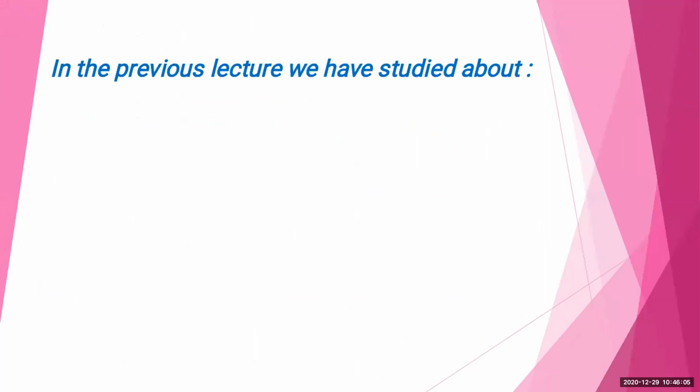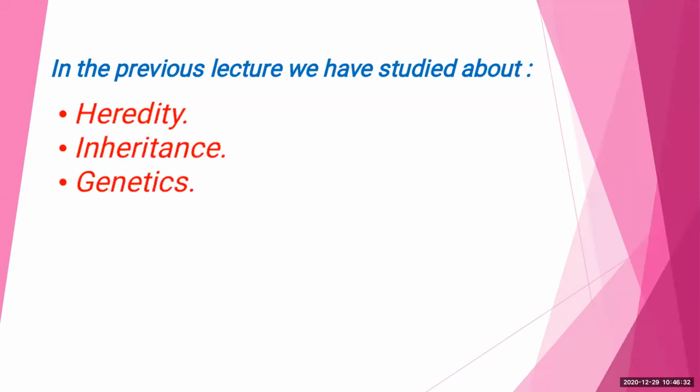So in the previous lecture, yesterday, we studied about heredity, right? What is heredity? I've given you the example. The baby of the elephant is an elephant. The baby of the monkey is like a monkey. The baby of a human being is like a human being. So this is all because of heredity. The characters are transferred from one generation to another. That is also called inheritance, right?